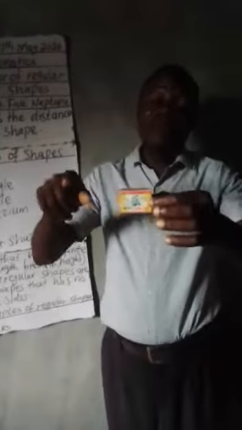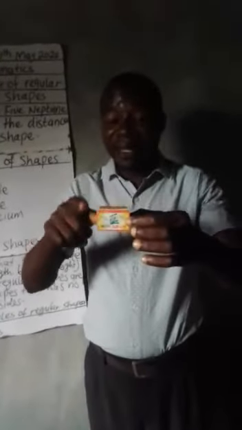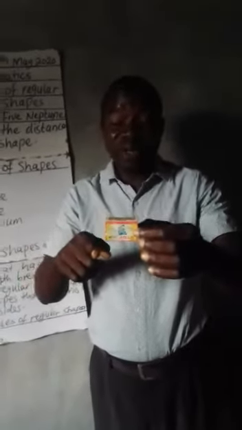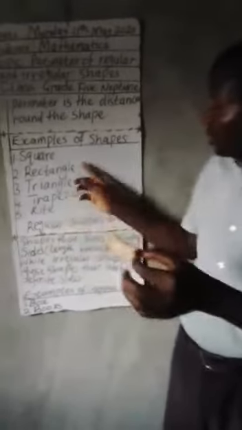Now the next shape is what? Rectangle. When we talk about a rectangle, we refer to the example of a matchbox. You find out that the length of a matchbox is bigger than the breadth of the matchbox. So you have the length and you have the breadth. So all the sides are not what? Not equal. This is an example of what? Of a rectangle.